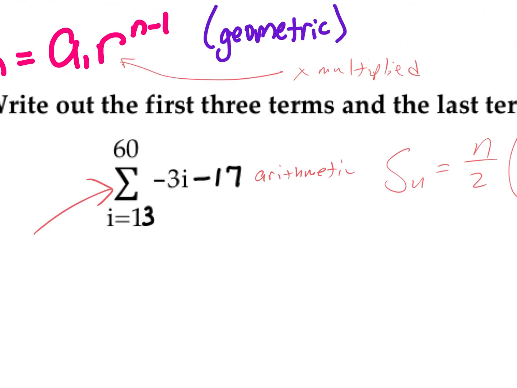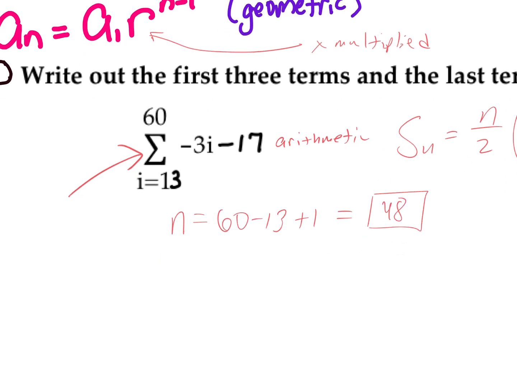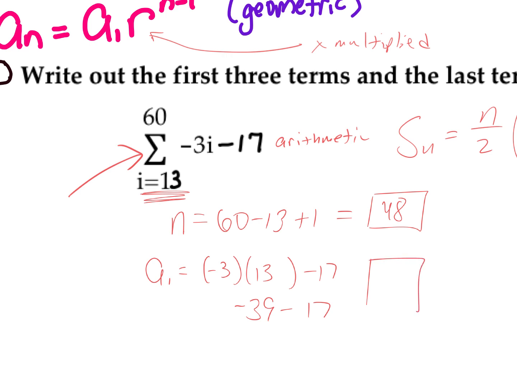So we've got to figure out n. What is the number of numbers I'm talking about? How do you figure that out? Top minus bottom plus 1. 60 minus 13 plus 1 is 48. The first term, that's not where you plug in 1. What do we plug in to find the first term? 13. So I have negative 3 times 13 minus 17. Negative 39 minus 17 is what?